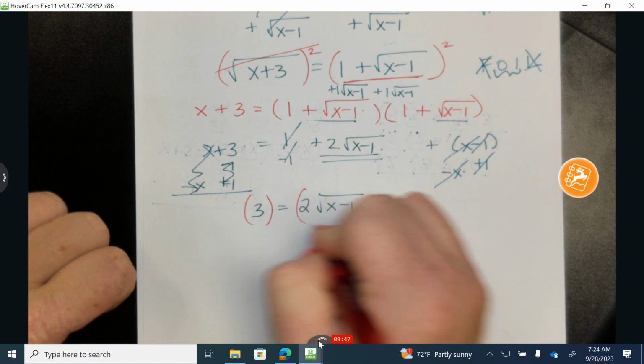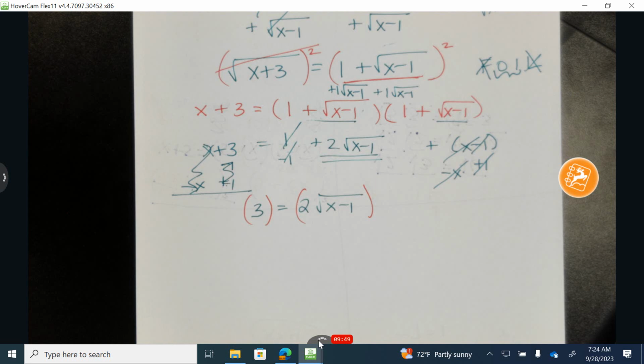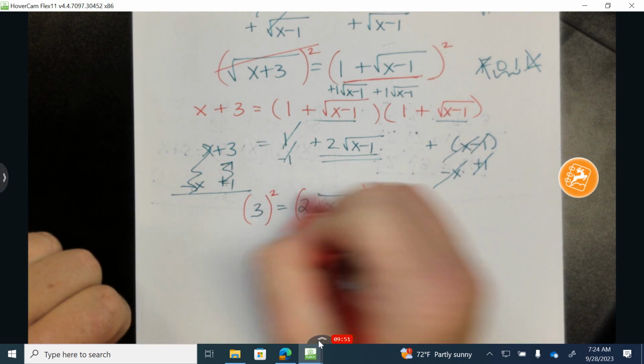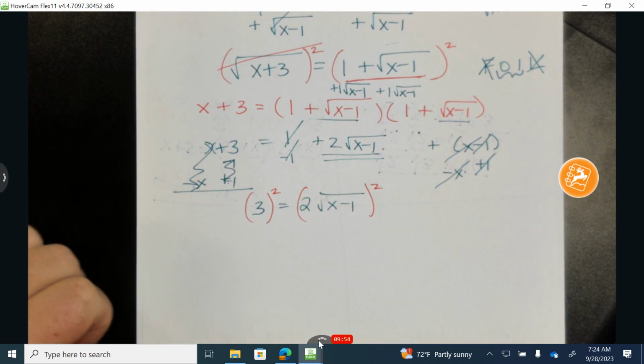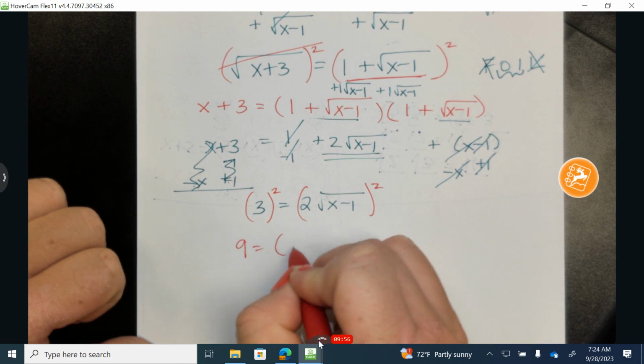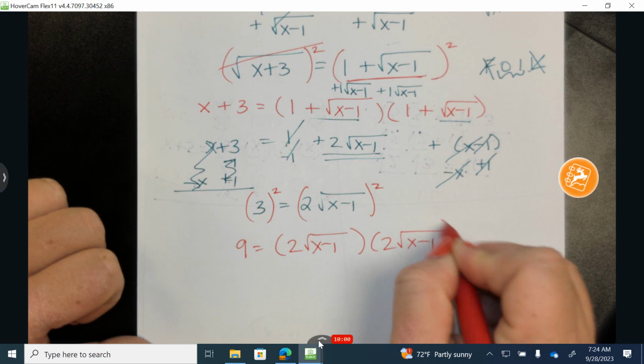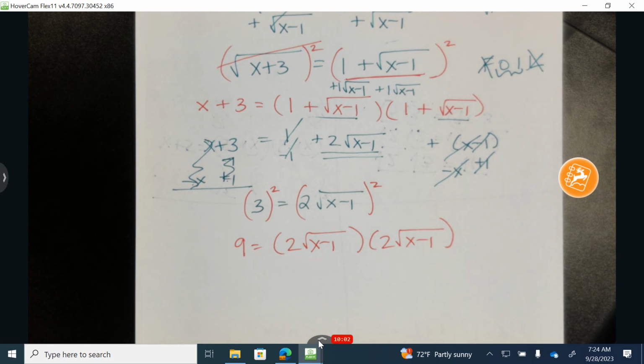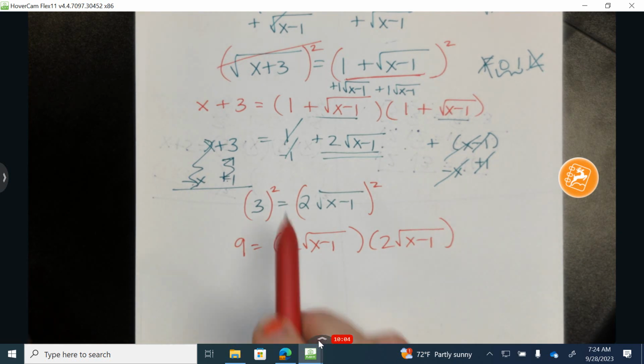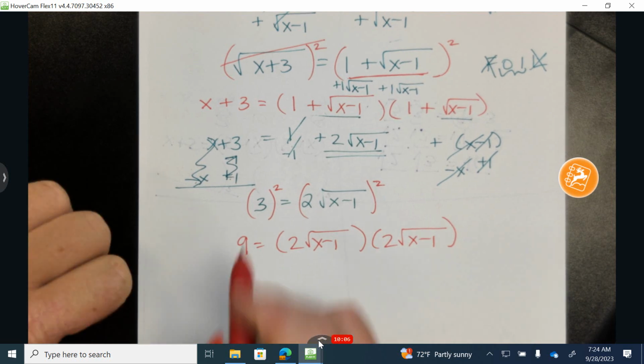Put parentheses around both. As long as you do the same thing to both sides, we keep the equation balanced. Let's square both sides. 3 times 3 is 9, and now we're going to write down this quantity twice. And if you're wondering what we're doing, our whole goal is to find an answer for x that makes this math statement true. So I write the quantity down twice.